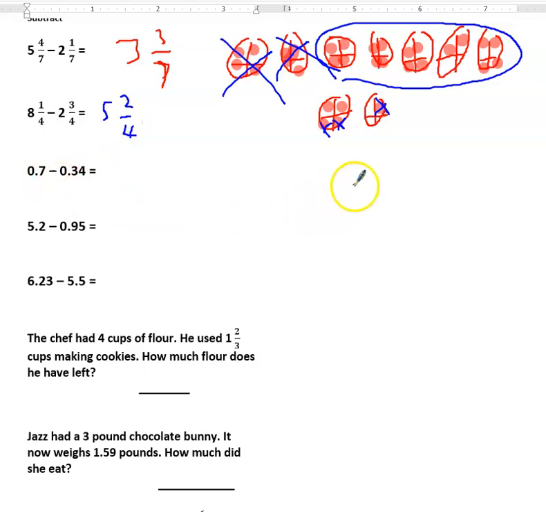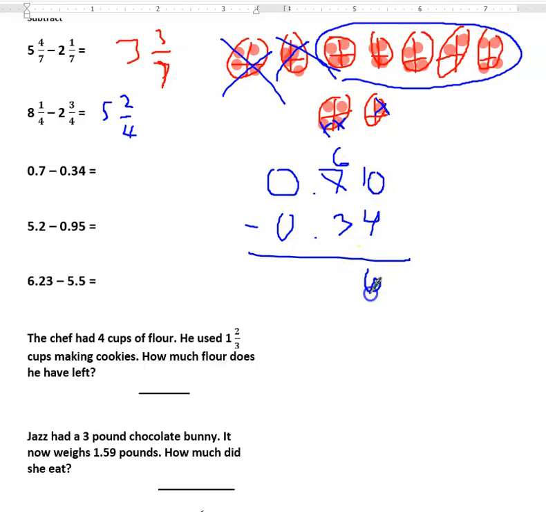Subtraction with the decimals is just like when we were adding. So I'm going to line up my decimal points. I got 0.7. Put my decimal point right under it. The 3 is going to go there, and the 4 is going there, and the 0 is here. If there's nothing there, it should be a 0. 0 minus 4, he's going to need to borrow, just like we did when we did regular numbers. And this is going to be 0.36.